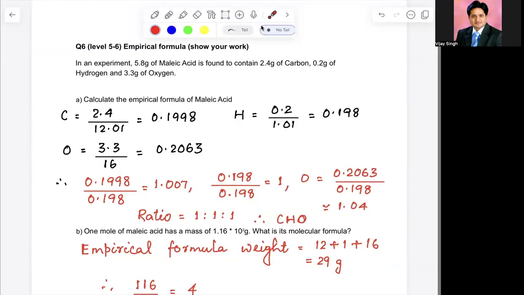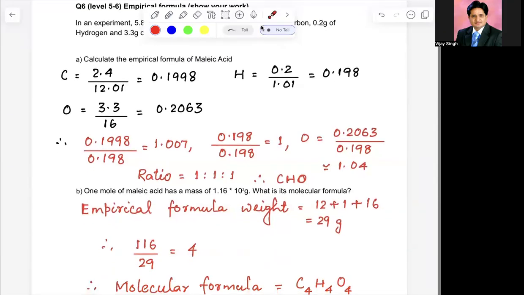And if you see, the question says 5.8 grams of malic acid is found to contain 2.4 grams of carbon, 0.2 grams of hydrogen, and 3.3 grams of oxygen. Your question is to calculate the empirical formula. So in order to calculate the empirical formula, first let's calculate the number of moles.